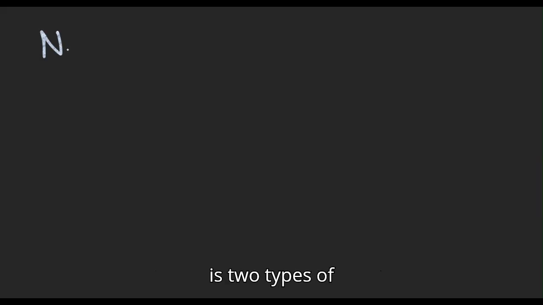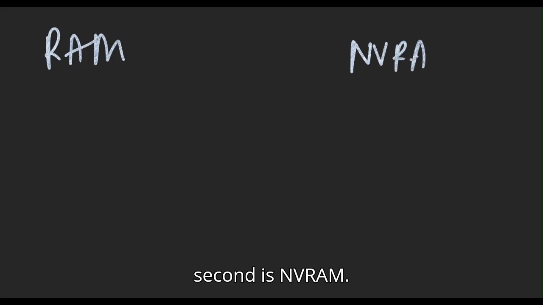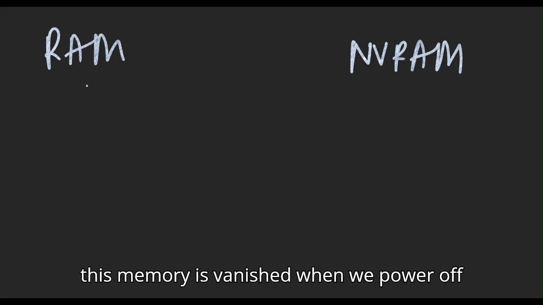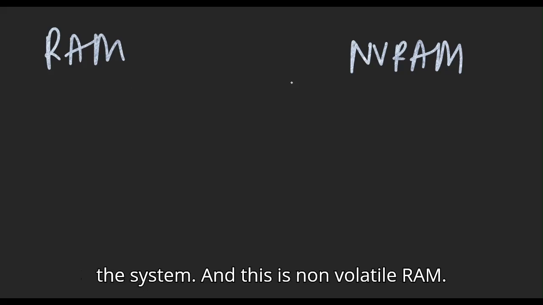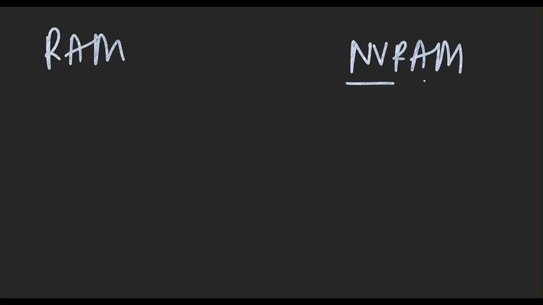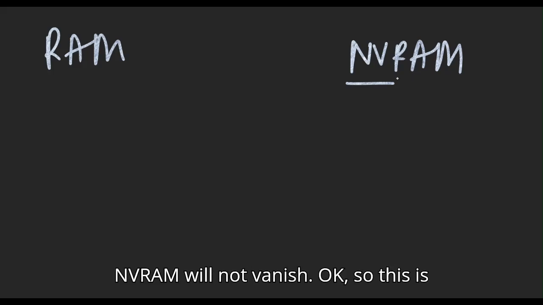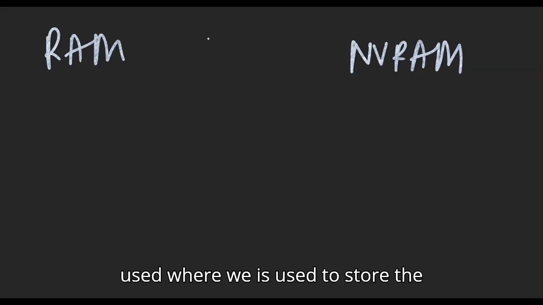Okay. Now there is one more thing that you need to understand: in a switch there are two types of RAM. One is RAM and the second is NVRAM. Now RAM, as we know, is random access memory, and whatever is stored inside this memory vanishes when we power off the system. And this is non-volatile RAM. That is, even if the switch is powered off, the things stored inside NVRAM will not vanish. Okay, so this is used to store the configuration.